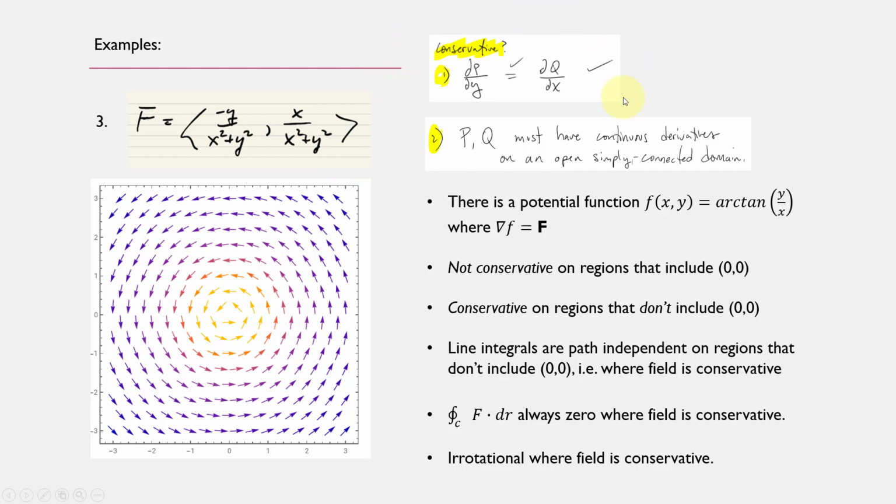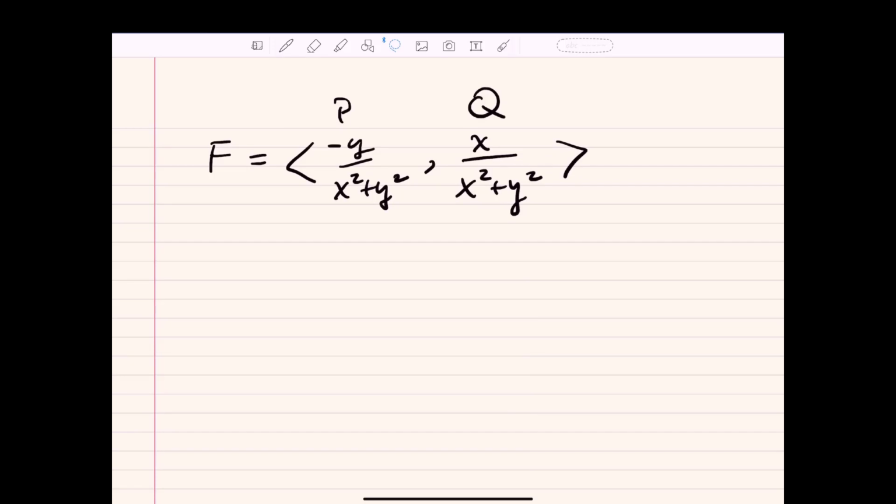So the first thing to check, when it is a two-dimensional vector field, is you take the derivative of the first component with respect to y, take the derivative of the second component with respect to x, and those should be equal. Why don't we just confirm that right now? So we have this vector field with first component p and second component q.